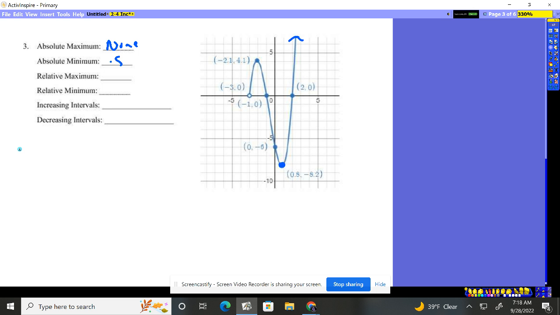That's at 0.8. It's a point. Again, absolute maximums and minimums, those are always going to be points. 0.8, -8.2. Okay, what about a relative maximum?